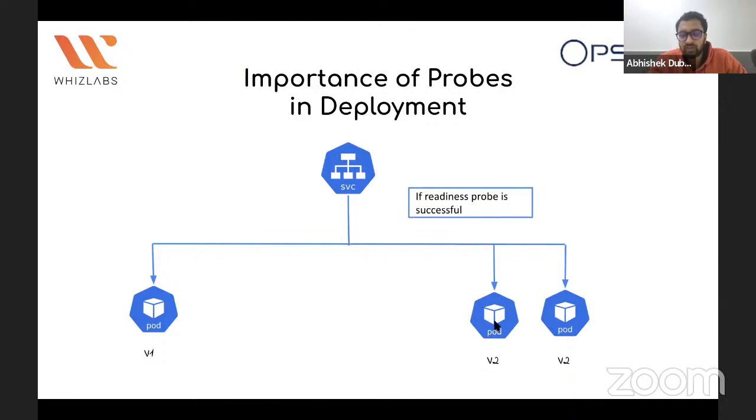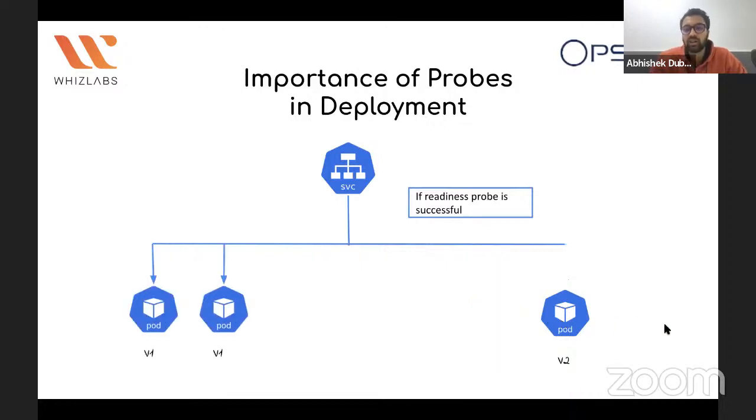Again, it will wait for the readiness to pass. Once the readiness is passed, it will start sending the traffic to this pod as well, and it will delete the old one. So only once the readiness and liveness have passed for v2 should it receive the traffic. Otherwise, what will be the state? Otherwise, this will be the state for the constant deployment.